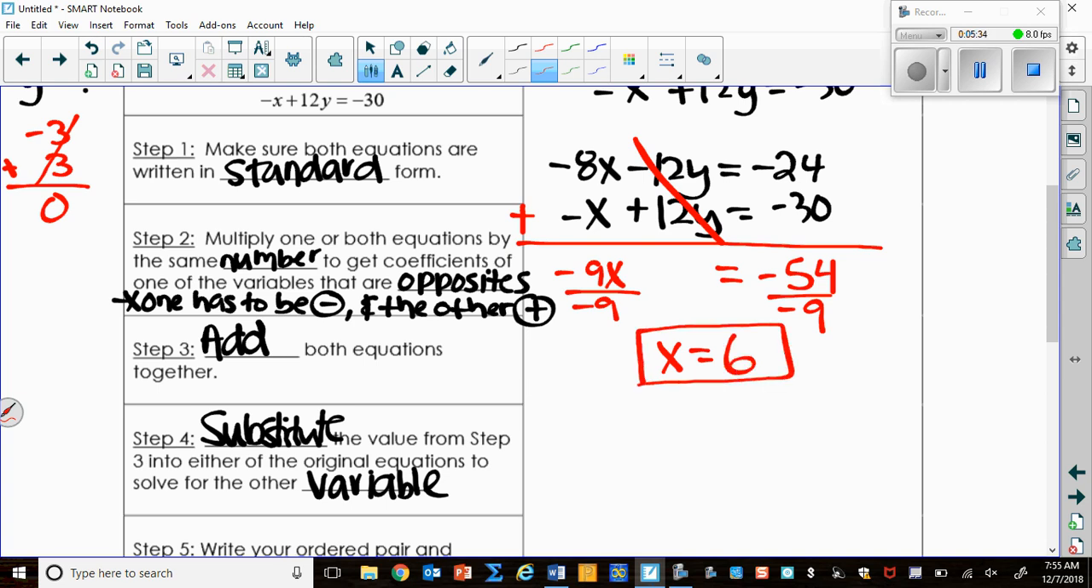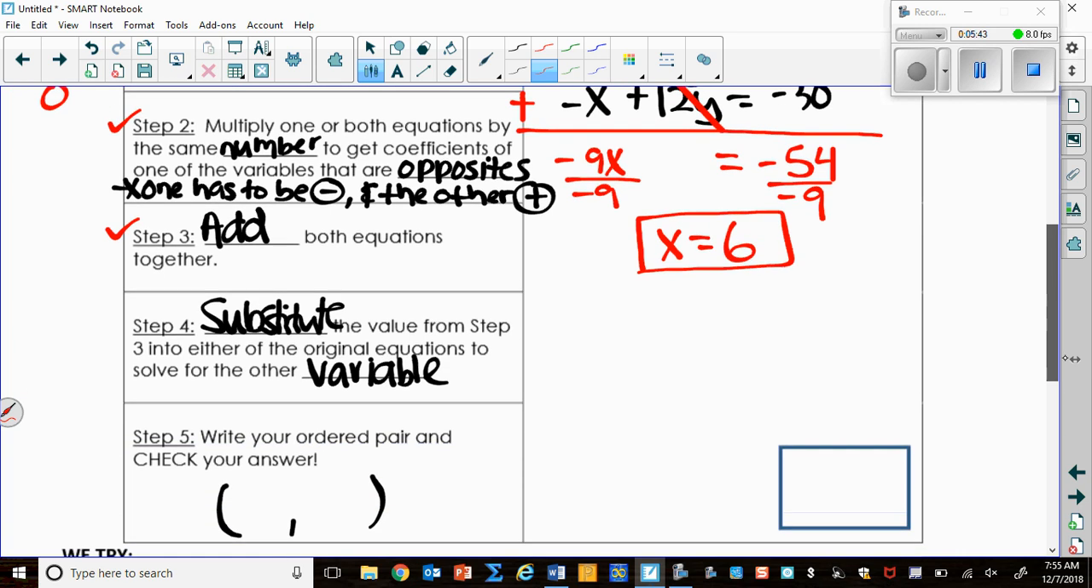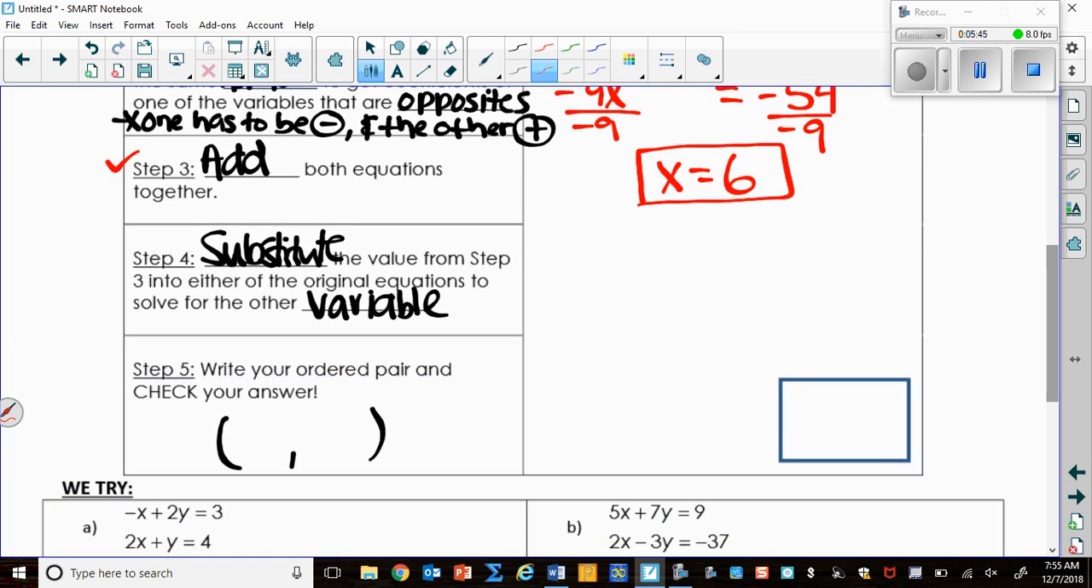So there's one variable. So I have step 1, I have step 2, and I have step 3. Now step 4, once you get that variable, you want to substitute the value from step 3 into either of the original equations to solve for the other variable. Okay, I know it's a lot right now.